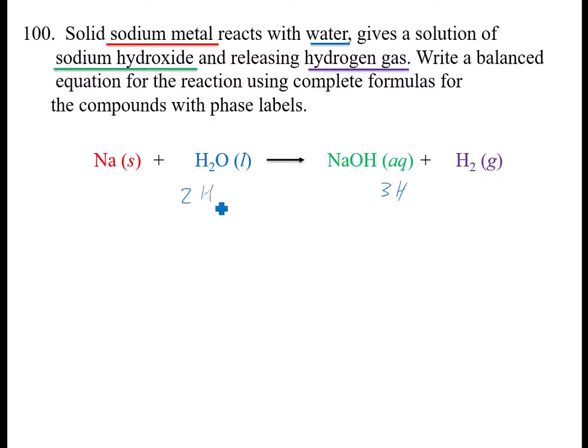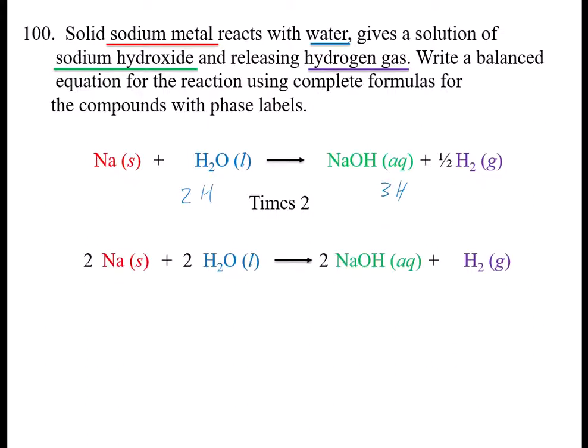Since this one's by itself, I can put a fraction here of 1/2. But again, I don't want a fraction there. Everything is balanced at this point, but what I can do is multiply the whole equation by 2. So I end up with 2 sodiums, 2 waters, 2 sodium hydroxides, and only 1 hydrogen. And this is the end of chapter 2.